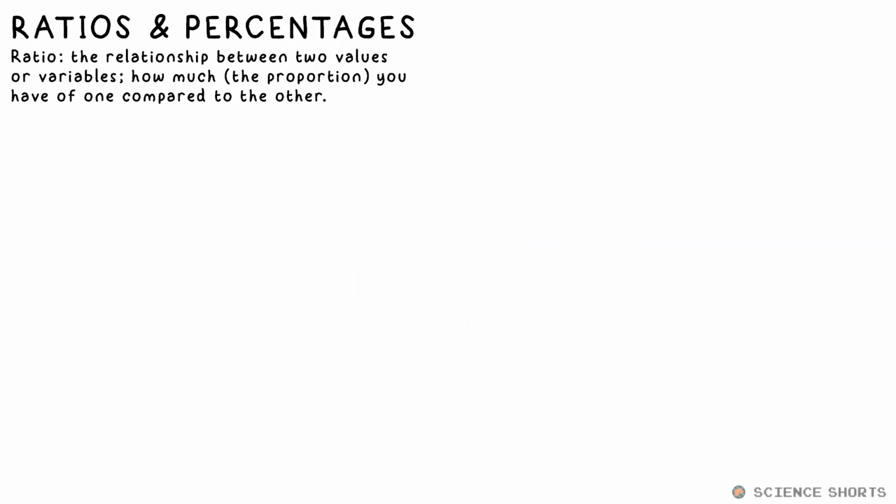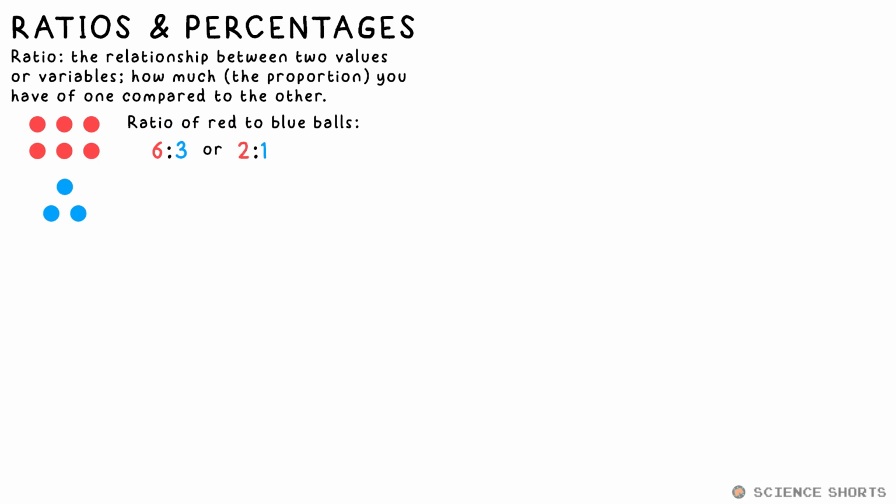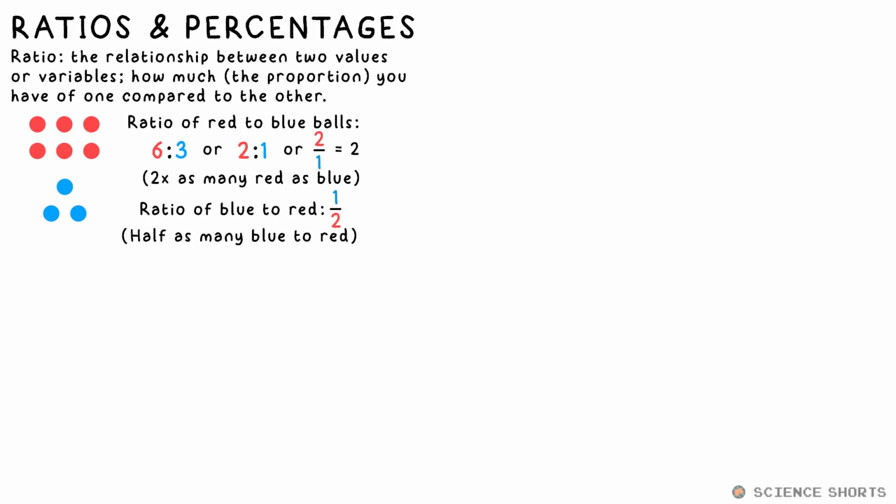A ratio is a way of expressing how much of one thing you have to another. Here there are 6 red balls and 3 blue balls. The ratio of red balls to blue balls is therefore 6:3. This can be simplified to 2:1. It's the same ratio. We can also represent a ratio with just a number by dividing the first number by the other. 2 divided by 1 is 2. That means there are twice as many red balls to blue balls. If we wanted the opposite ratio, blue to red, this would be 1:2, or a half. The first way of writing a ratio should ideally just contain integers.